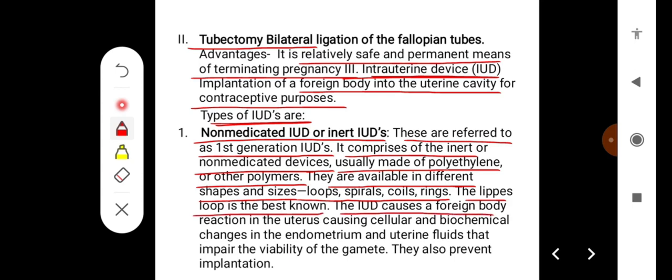The intrauterine devices cause a foreign body reaction in the uterus, causing cellular and biochemical changes in the endometrium and uterine fluids that impair the viability of the gamete. They also prevent implantation.